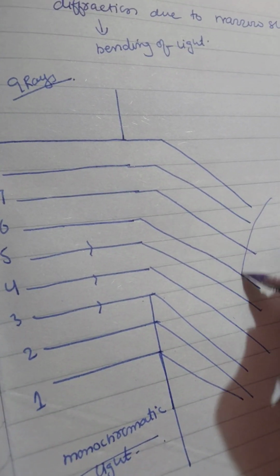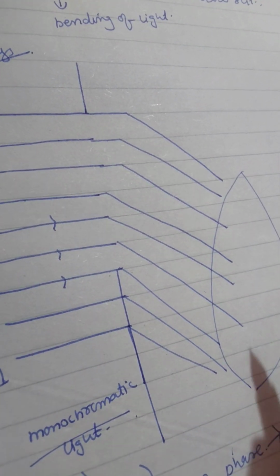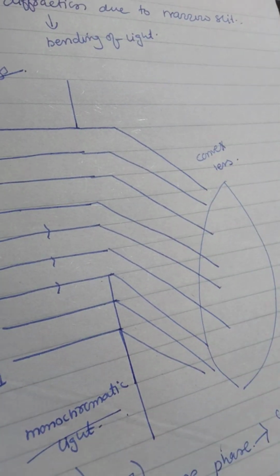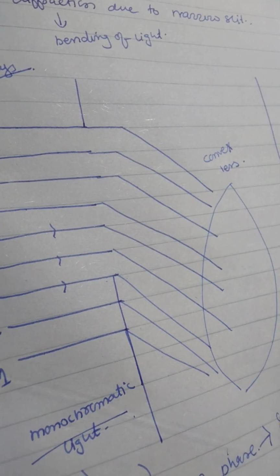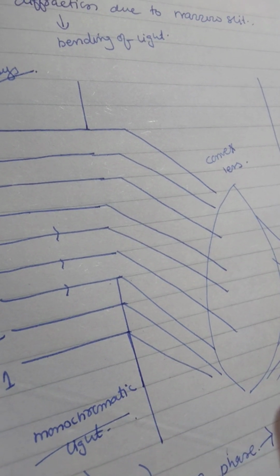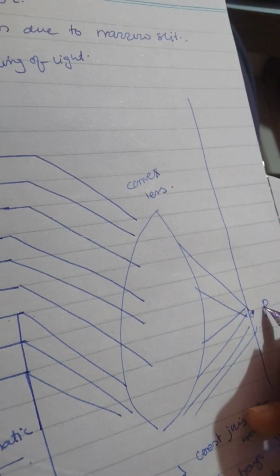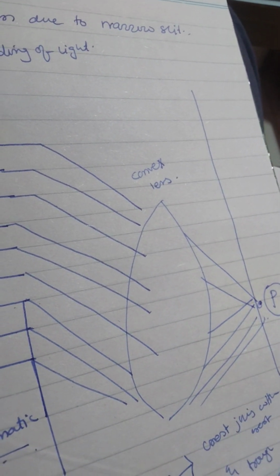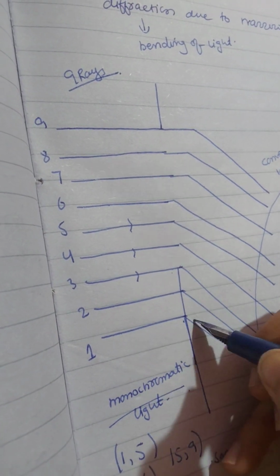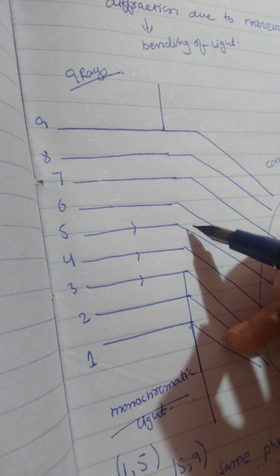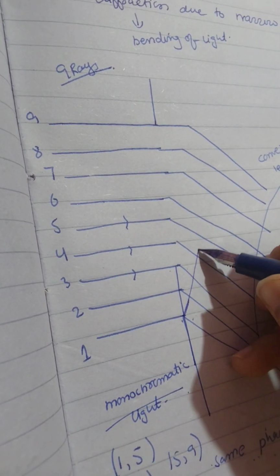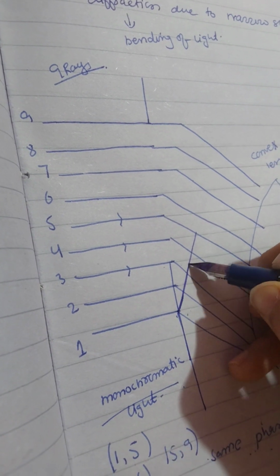And now here we have a convex lens, right? This is a convex lens which is known as converging lens, in order to focus the beam of light in one place, right? So it will focus it right here. This is known as point P, where all the beam will be focused. As I said, we will look at 1 and 5. So we will draw a line between 1 and 5.